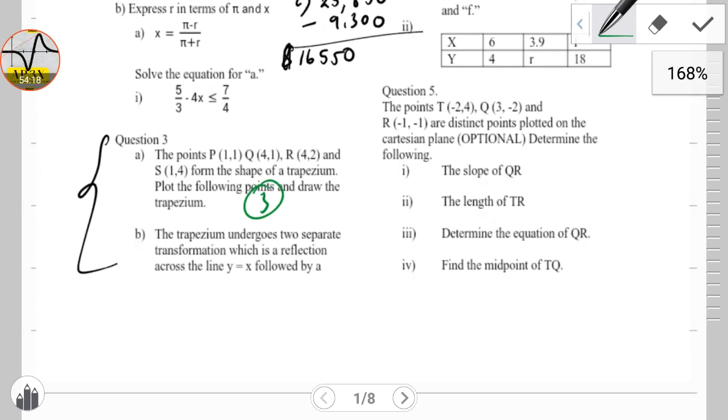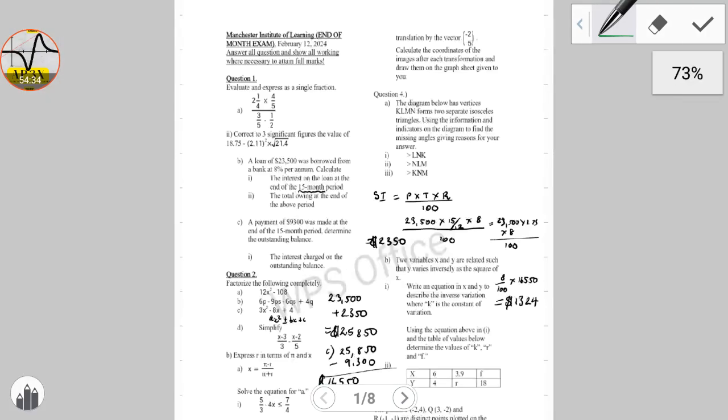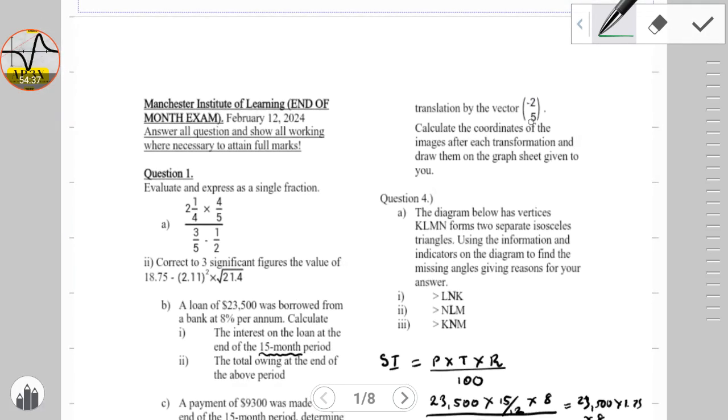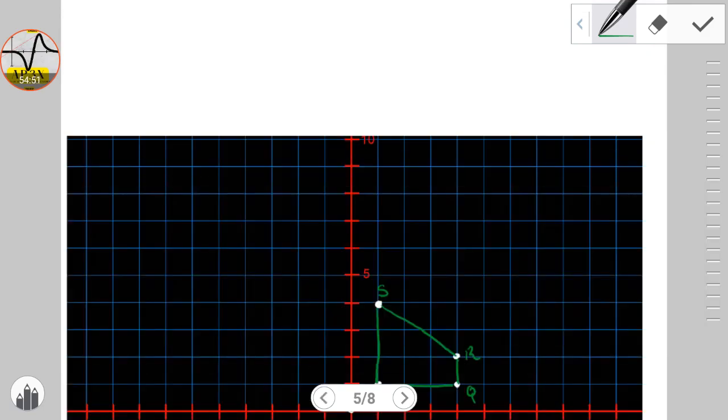Part B here says that the trapezium undergoes two separate transformations, which is a reflection across the line y equals x, followed by a translation by the vector minus 5. Our task is to calculate the coordinates of the images after each transformation and draw them on the graph sheet that is given to you. So all my students were provided with graph paper.